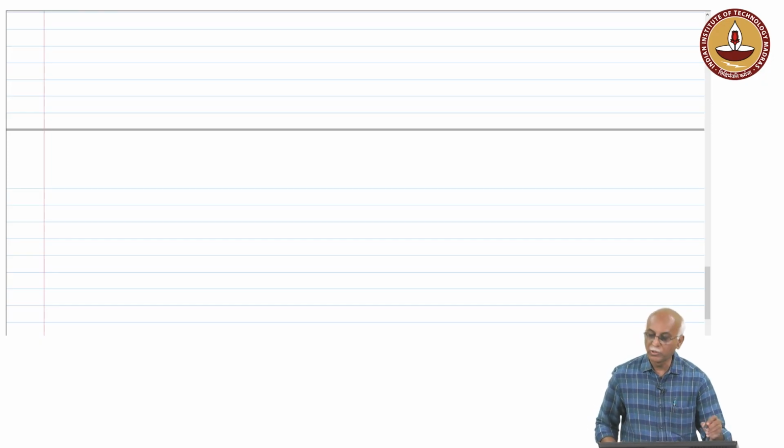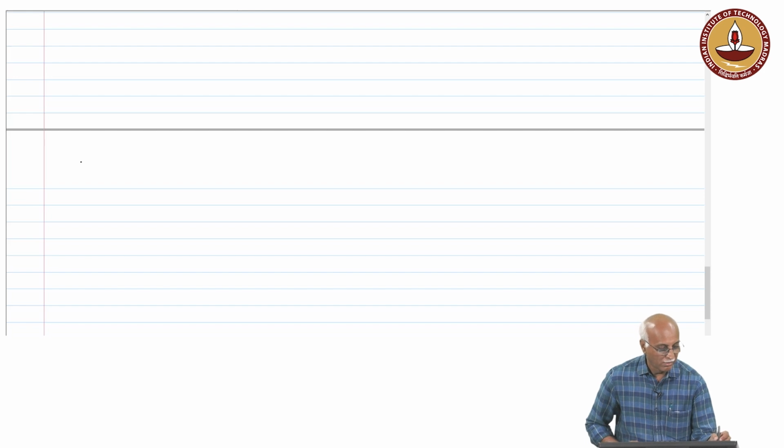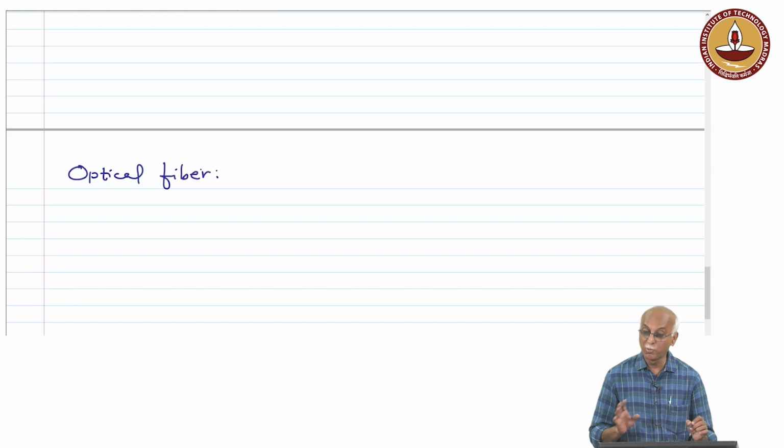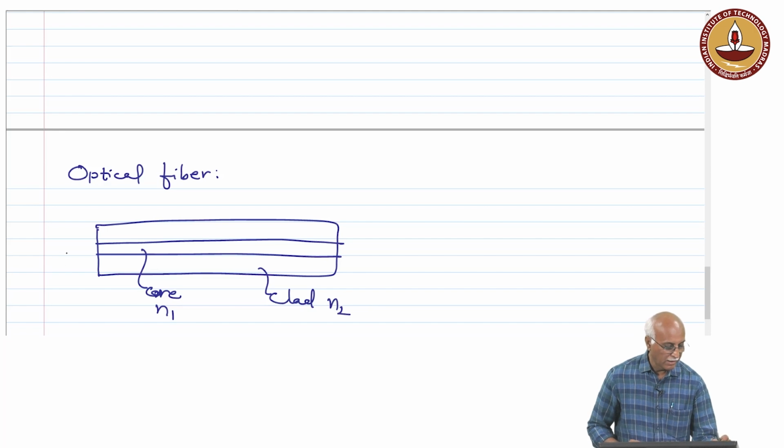Last class we were talking about waveguide structures, particularly optical fiber, right? We learnt about how electromagnetic waves propagate. An optical fiber has a core with a refractive index, let us say N1, and a clad with a refractive index N2.